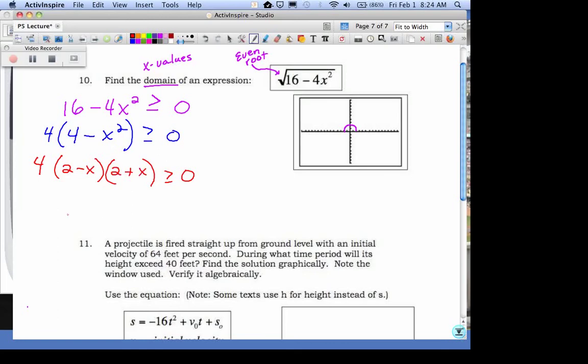So what are your critical values? 2 and negative 2, right? Setting 4 equal to 0, does that even make sense? No. So whether you work with 16 minus 4x squared or somebody else works with 4 minus x squared, you're both going to be dealing with the same critical values. So on a number line, put your negative 2 there and your 2 there. What do you put above them? Closed dots.